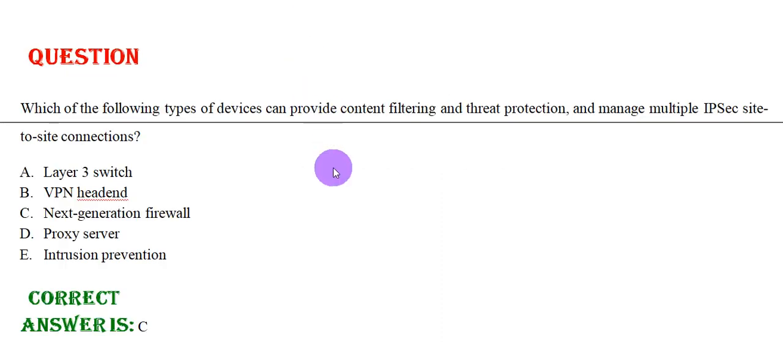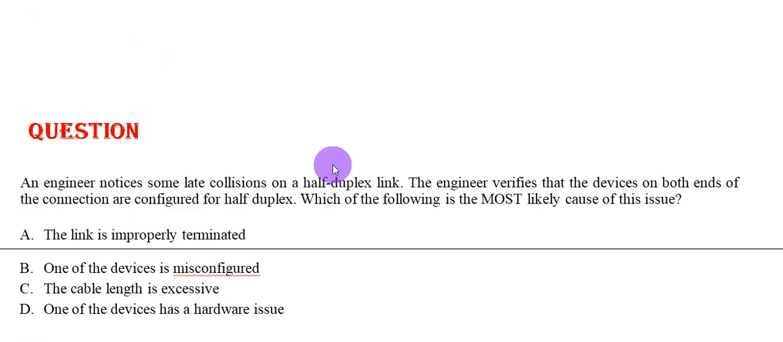Which of the following types of devices can provide content filtering and threat protection and manage multiple IPsec site to site connections? Option A, layer 3 switch. Option B, VPN head end. Option C, next generation firewall. Option D, proxy server. And option E, intrusion prevention. The correct answer is option C.